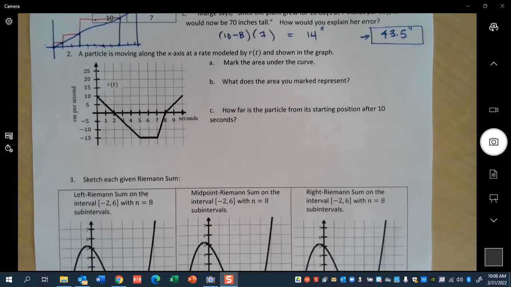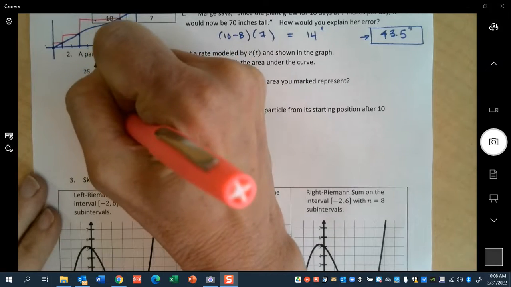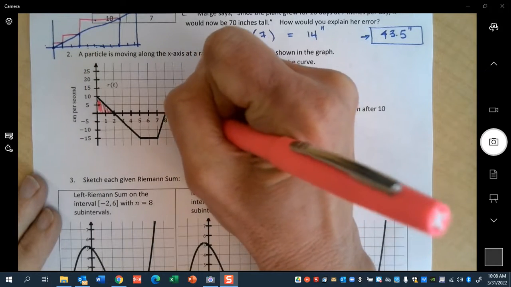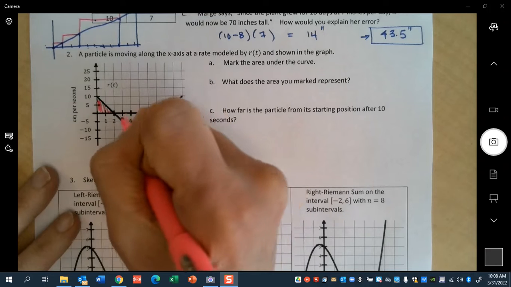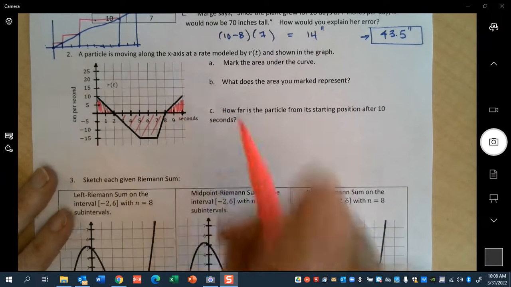All right, take a look at number 2. A particle is moving along the x-axis at a rate modeled by r of t and shown in the graph. Mark the area under the curve. So this is an easy one to graph, under the curve. It's tricky when we end up with this. Where do I color with this middle section? How would you describe it to me? Right? The little pocket, the little box. We could say the space between the graph and the x-axis.